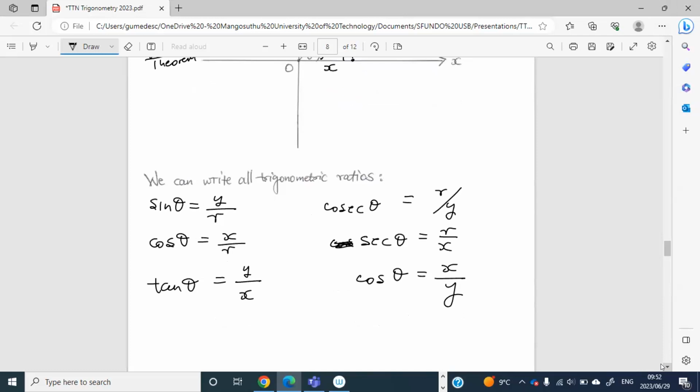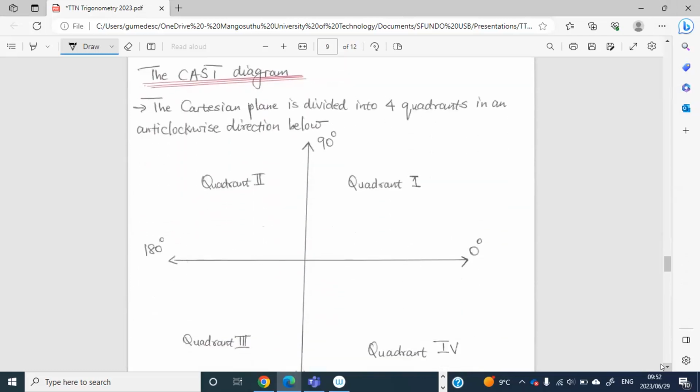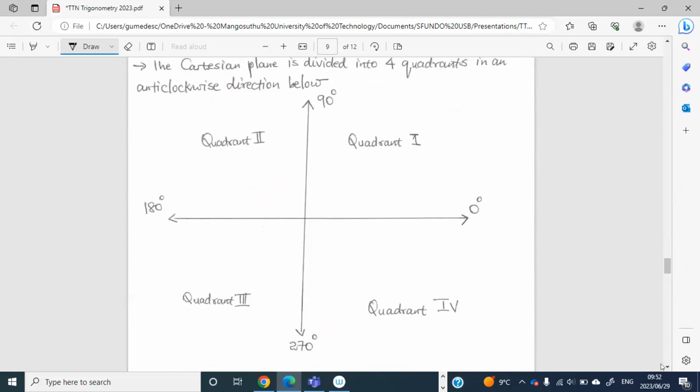For example, remember that this quadrant we call the first quadrant because you measure from 0 going this side: quadrant 1, quadrant 2, quadrant 3, quadrant 4. So in fact here, all the trigonometric ratios will be positive because x and y are positive.